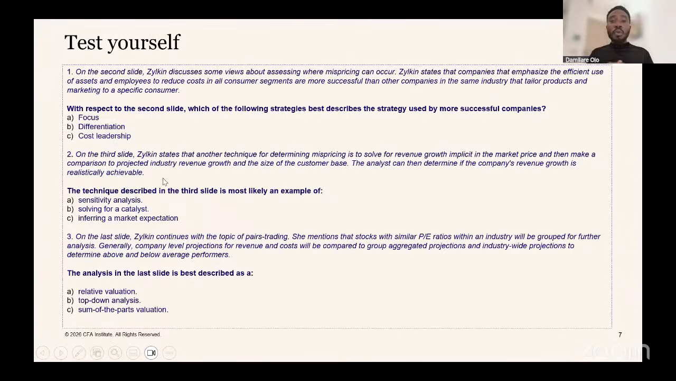So I see your point of view that inferring a market expectation here is similar to relative valuation. In question two, they are not asking us for a valuation method. What they are asking is, you are trying to determine a mispricing, and you use this technique where you are comparing the implicit revenue growth with projected industry revenue growth and the size of the customer base. You have a revenue growth into the future. You have projected industry revenue growth as well, and then you have the size of the customer base.